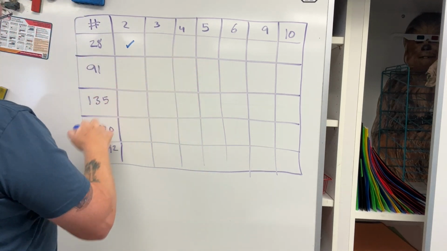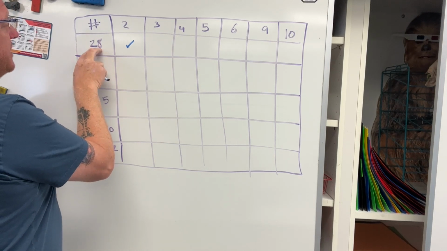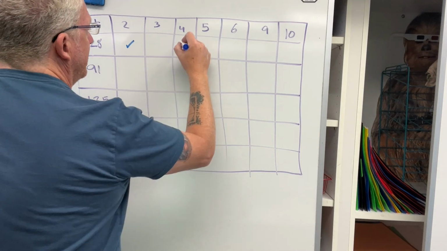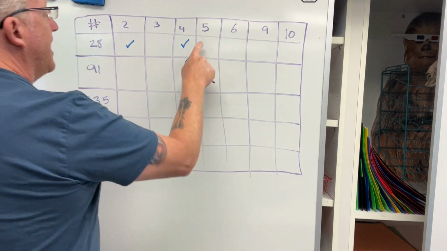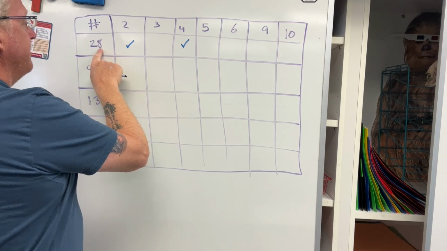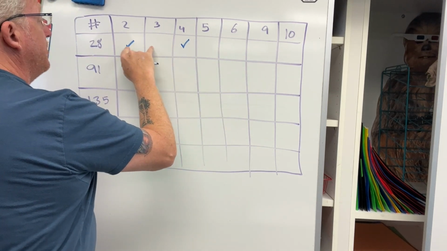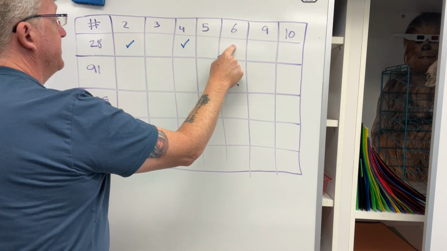4, remember the rule for 4 is look at what's in the 10s and 1s place. Well, that's 28. So you just have to know that math fact. It turns out that it is. 5 is not, because there's not a 0 or a 5 in the 1s place. 6 is not, because it would have to be 2 and 3 to make it 6.